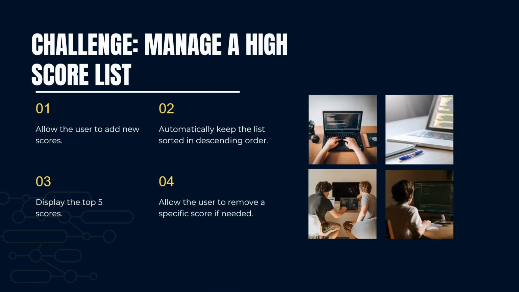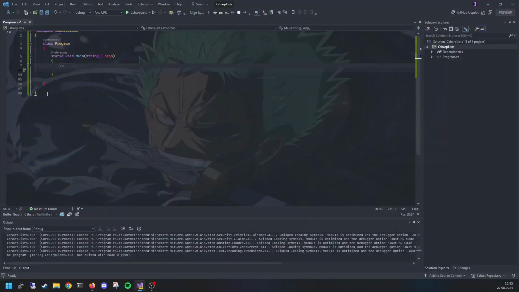It's challenge time again. Let's see if you can apply what you've learned about lists. Create a program that manages a high-score list. Your program should: 1. Allow the user to add new scores. 2. Automatically keep the list sorted in descending order. 3. Display the top 5 scores. 4. Allow the user to remove a specific score if needed. Here's a quick example to get you started.